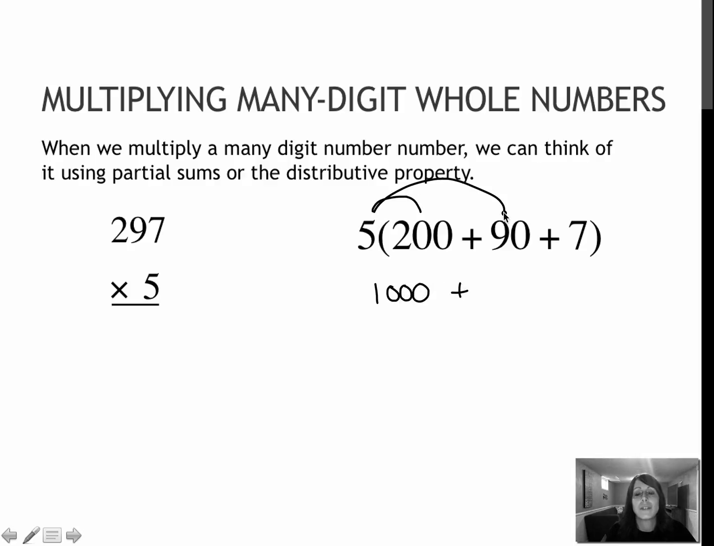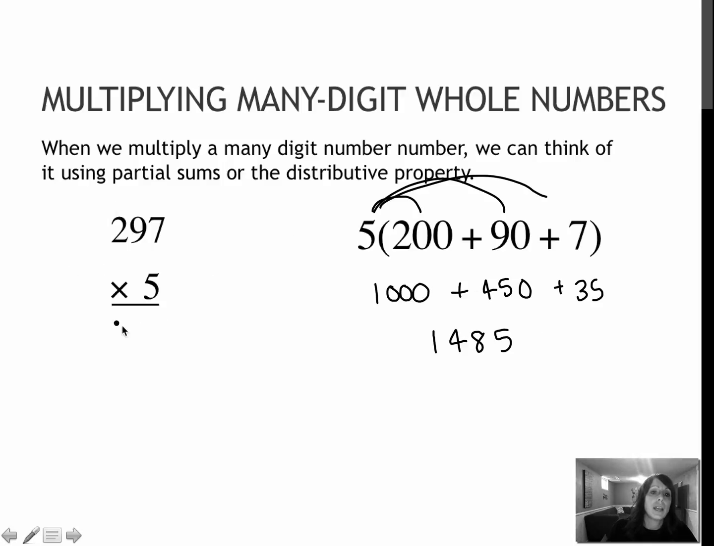If I take 5 times 90, it's pretty easy because 5 times 9 is 45, and I just add the 0. So that's 450, and then 5 times 7 is 35. So I'm able to add these values together, which would give me 1,485. So that was an easy way to do it.